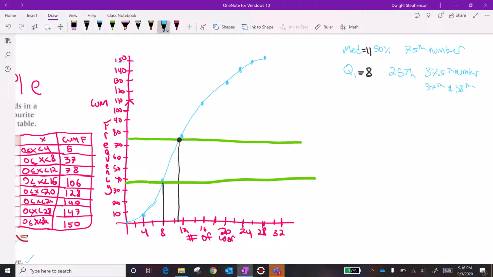Same idea for Q3. That's the 75th percent, not the 75th number, right? The 75th percent. So 75% of 150 is 112.5. So it's 112.5, which means it's between the 112th number and the 113th number.